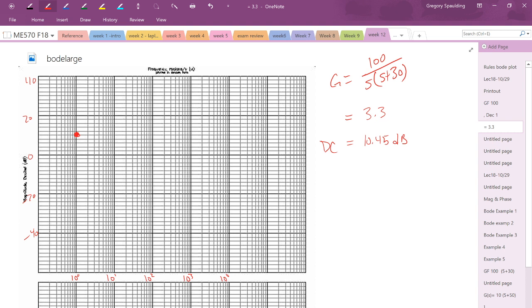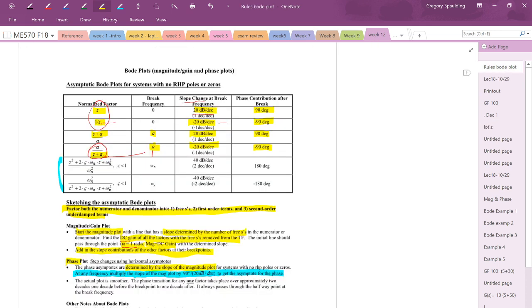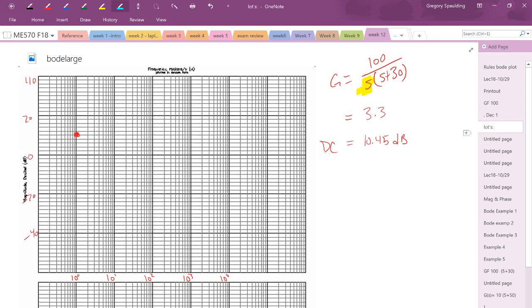Now, the difference in this is our initial slope. If we look at this, we've got this free integrator in here. And if we go back to our rules, we see that if we have a free integrator, then we're going to start with an initial slope of minus 20 dB per decade. So we're going to come in and start sloping in like this.